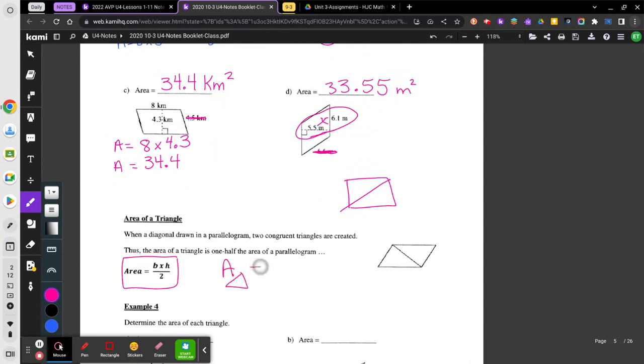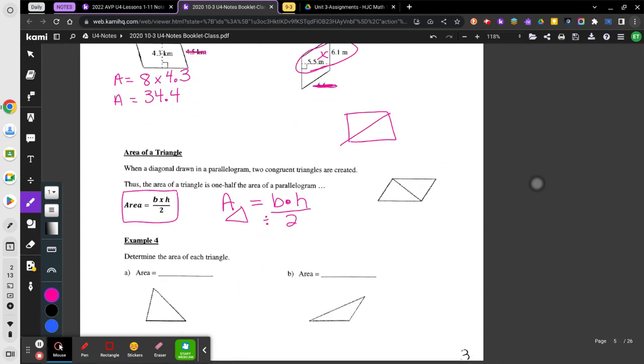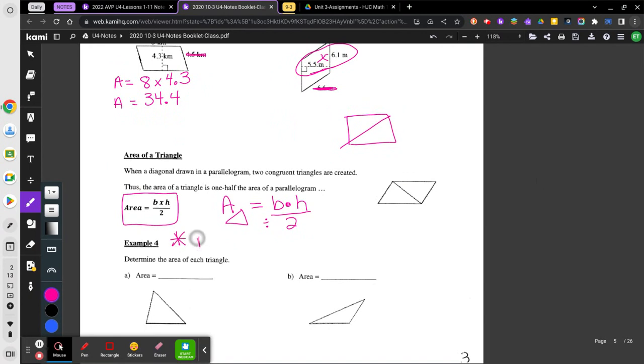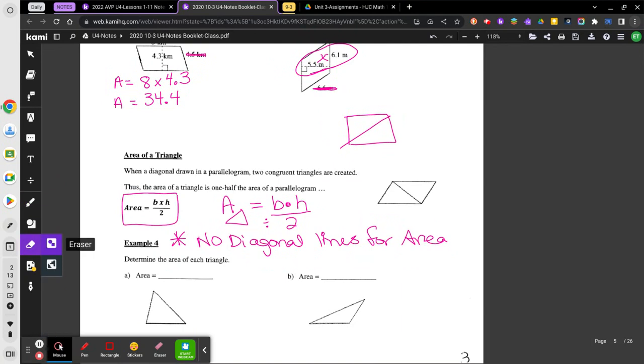So the area of any triangle is going to be the base number times the height number, all divided by 2, because you're cutting it in half. It's not that entire object, it's just a triangle. And again, what we're going to get used to doing is crossing off the diagonal lines. We're only using base and height. We're not using diagonal lines. So again, we put a little hint: no diagonal lines for area. We use them for perimeter, but not for area. That does not look like the word lines.